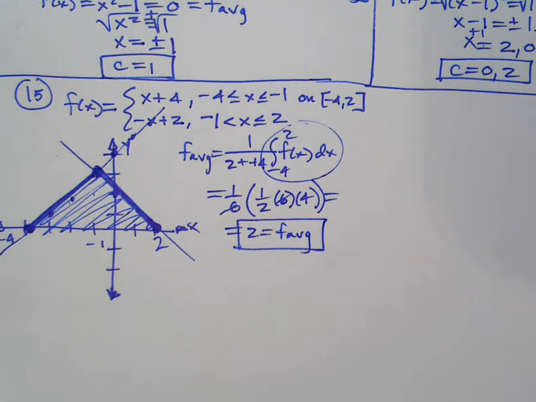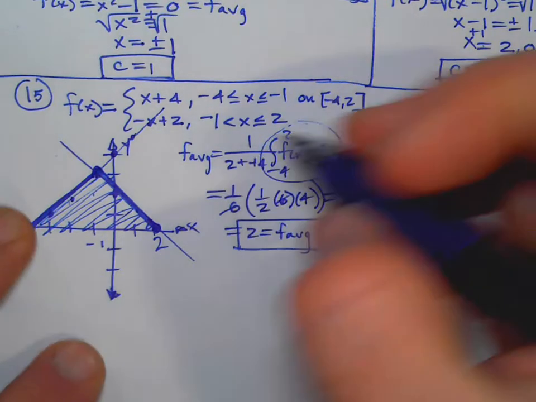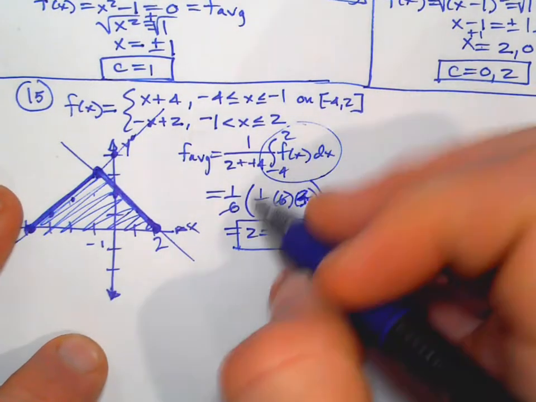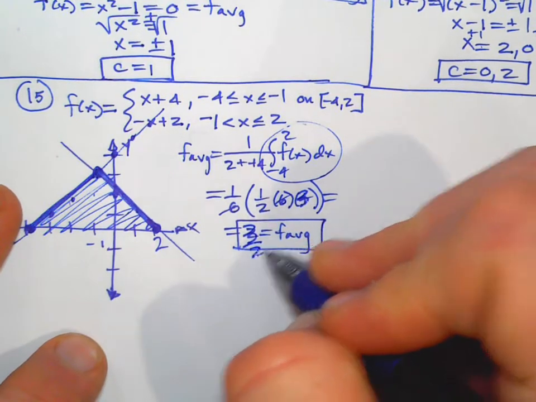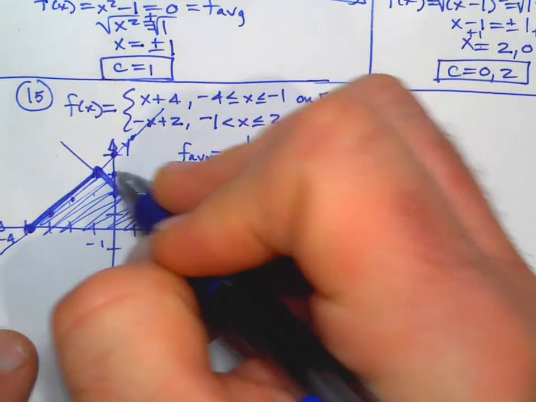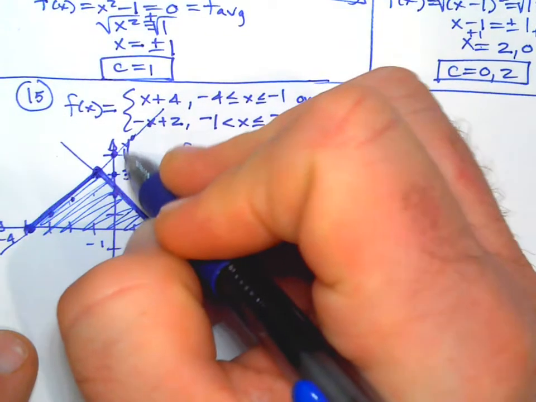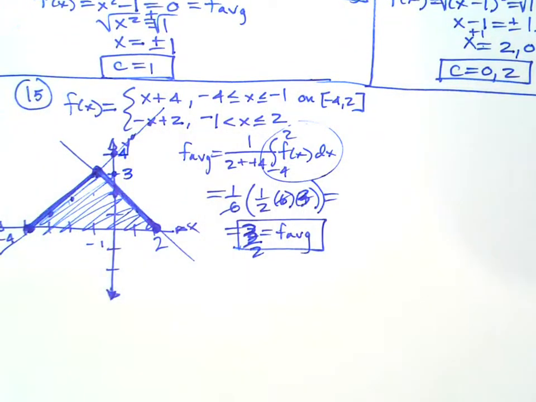I think. I guess I made a mistake. The height is actually 3. So the answer is 3/2. Okay, I messed up. This is 3. I put 4. 4 was right there. Okay, so the answer is 3/2.